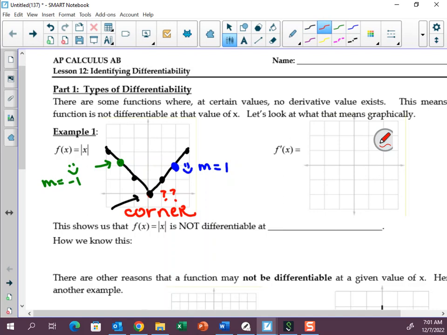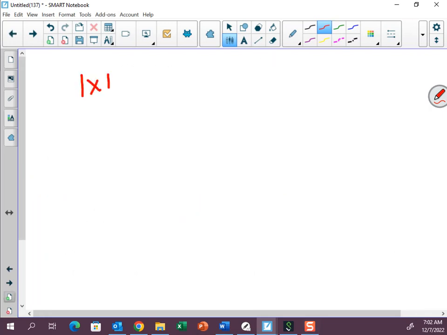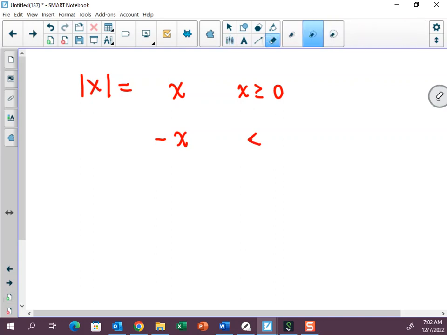Another way to illustrate this is if we graph these slopes. So here's how to think about that. f prime, remember, are the slopes of f of x. For this particular function, and I'm going to go to a new page for this, an absolute value function is really a piecewise function. The absolute value of x is equal to x when x is greater than or equal to 0, and it's equal to the opposite of x when x is less than 0.